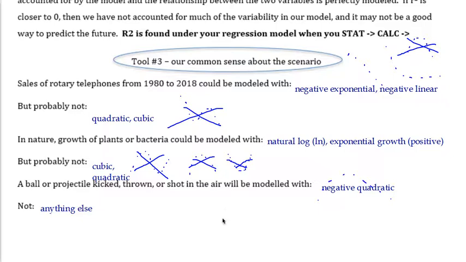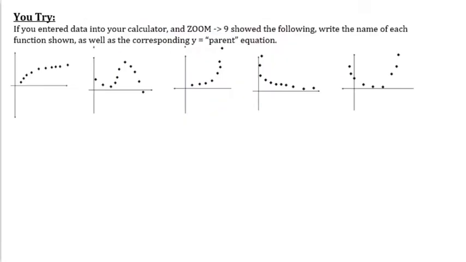All right, so now that we've got those three tools in mind, let's make sure that you can recognize all the different types. So take a moment, go ahead and pause the video, and just think to yourself, if you were to enter data into your calculator and then hit zoom 9 to look at the scatter plots, which model would you pick if this was the data that you saw? Pause the video, jot down the model that you think these are, and then play the video again to see what the answers are.